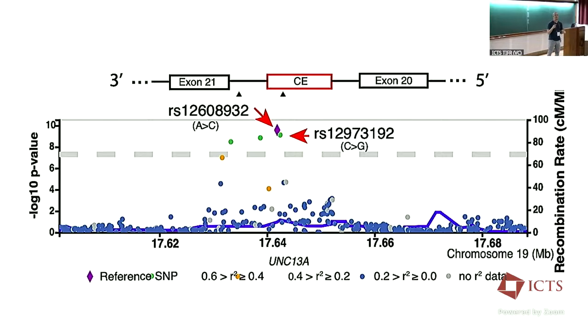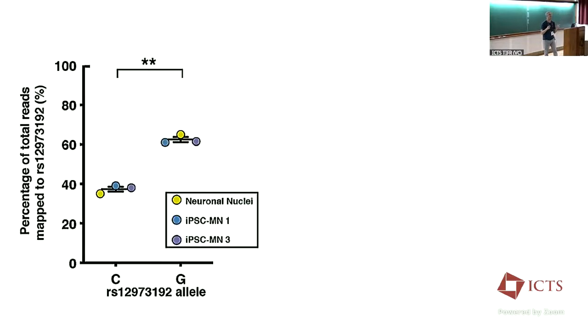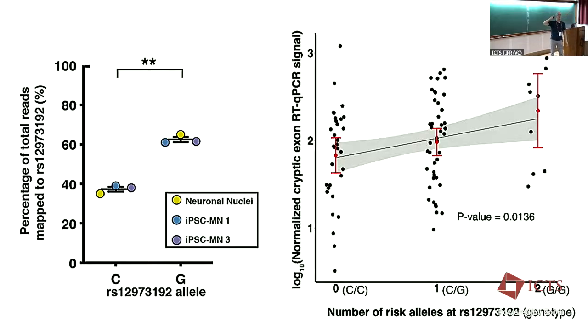Rosa tested that hypothesis. She's very smart. She realized that some of the samples she downloaded from the web could be from individuals that were heterozygous for the risk and the reference allele. So she looked in her RNA-seq for allele imbalance and indeed found more risk alleles in the RNA-seq reads. And then she did this systematically across the Mayo Clinic brain bank, and she sees a dose-dependent increase in cryptic exons in the brain as you go from 0 to 1 to 2 risk alleles.